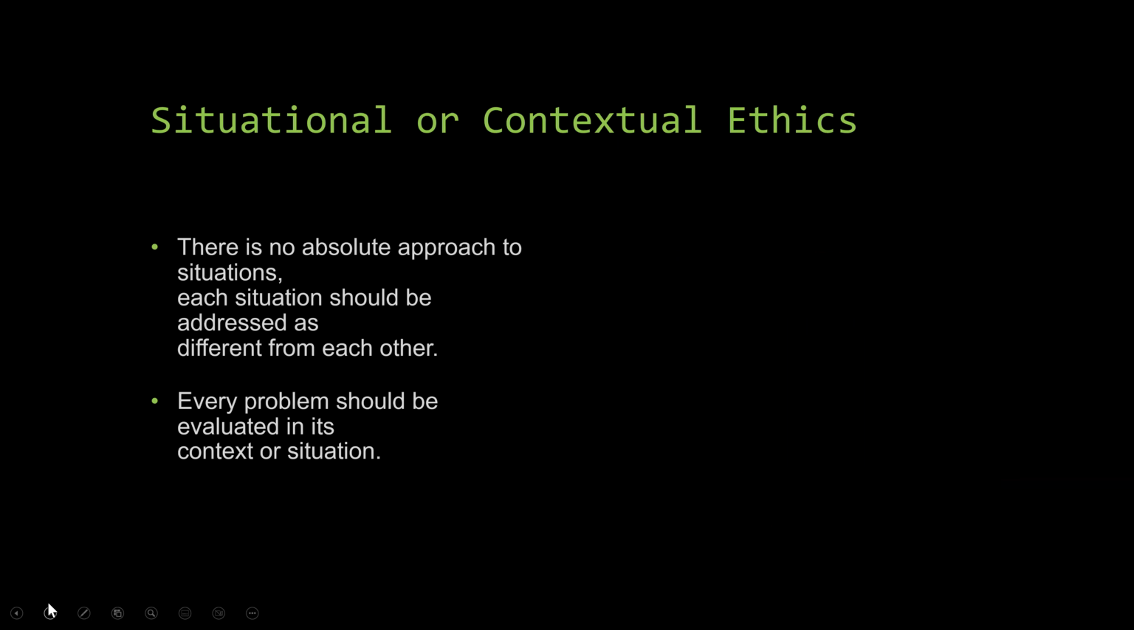And so that brings us to situational or contextual ethics, which places the utilitarian and the virtue models together and just says, look, we really need to know what's going on, because there's no absolute, there's no really right or wrong. It's really about the context.